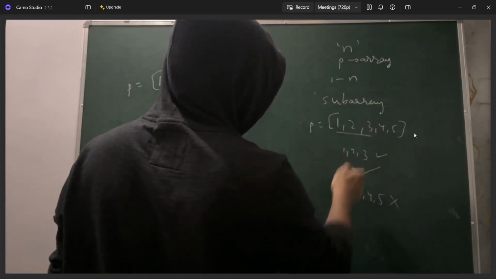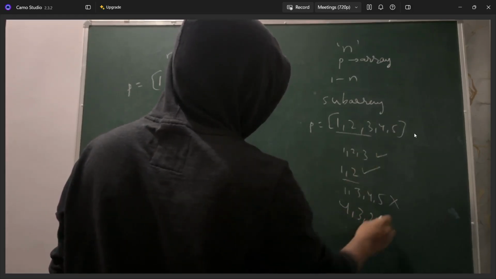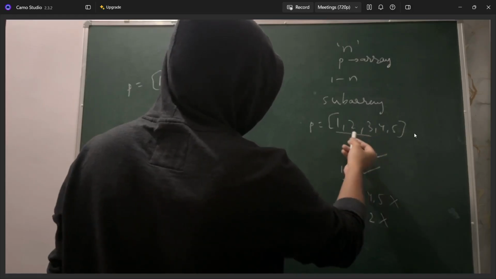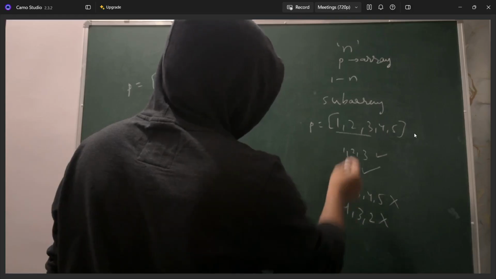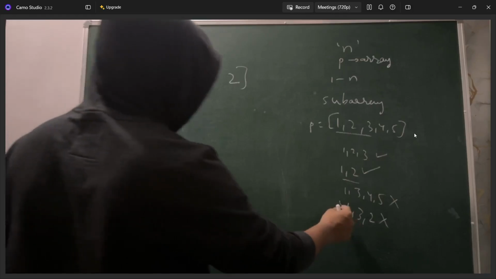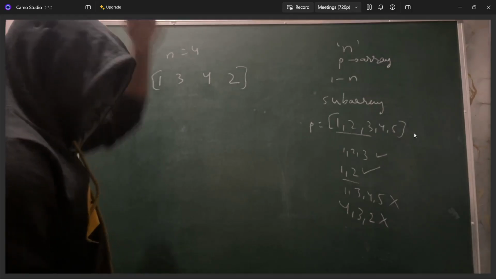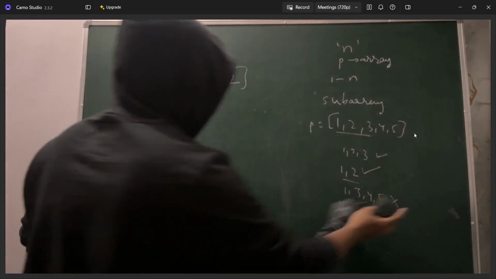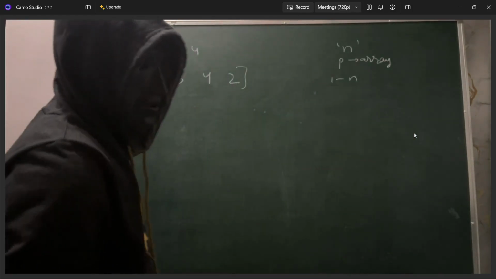Also you can't take it the other way, like 4 3 2, as a subarray, because the order in the array is 2 3 4, but here it is 4 3 2. The order is not present; 2 should be before 4, but here 2 is after 4, so it is not a subarray. So I think these two definitions are clear.